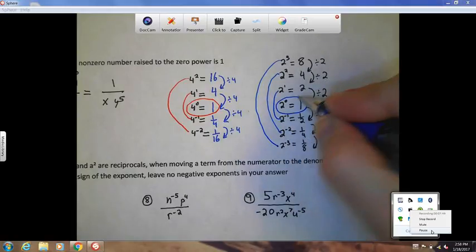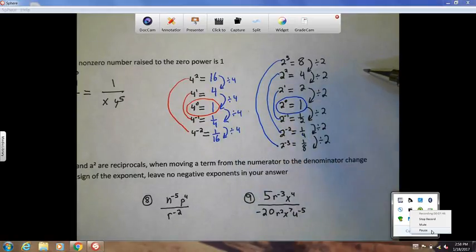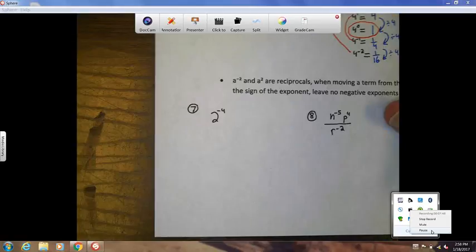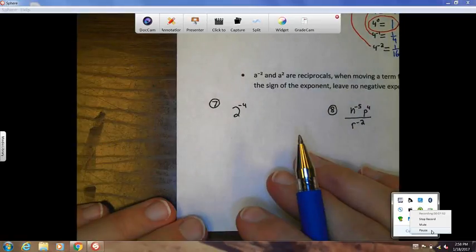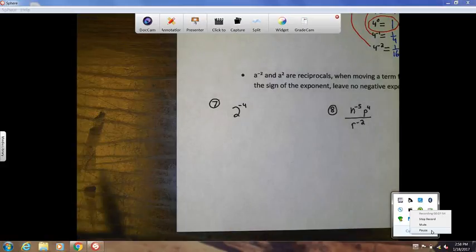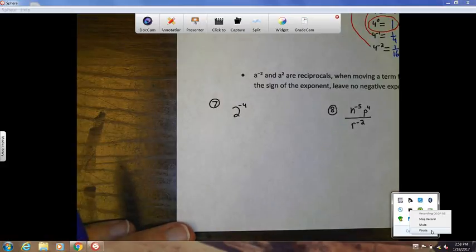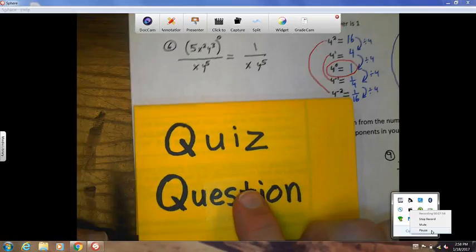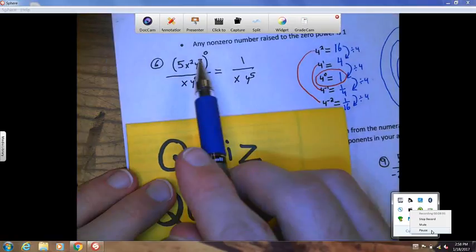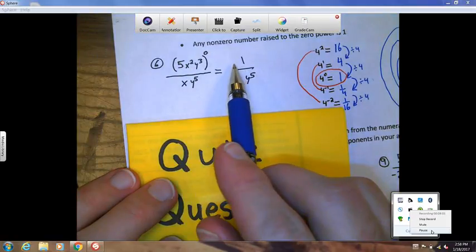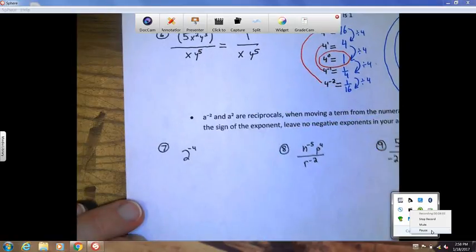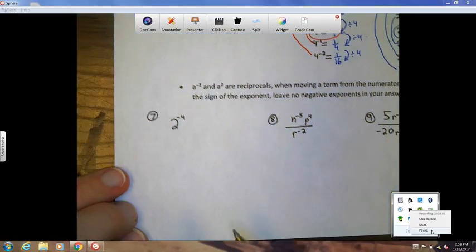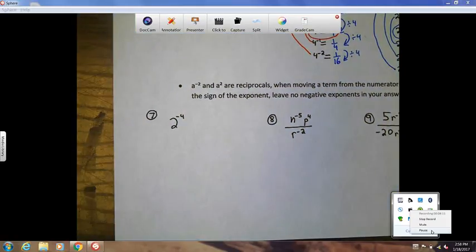So let's look at number 7. We don't want to have any negative exponents. Some of our quiz questions are knowing what you know about the 0 power. We talked about 0 power is 1, but only what's to the 0 power. This is not to the 0 power. It wasn't in parentheses. So we can change the power of something by moving it from the numerator to the denominator. We don't want to have any negative exponents in our answers.